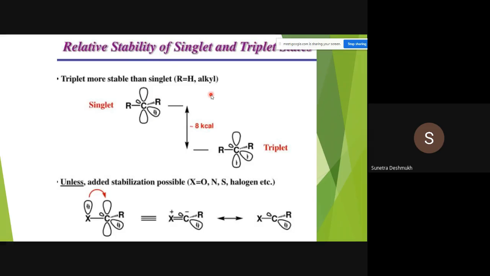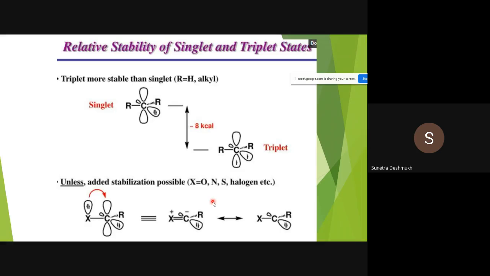Relative stability of singlet and triplet carbene. Which one is more stable, which one is less stable? Triplet is more stable than singlet when R is equal to H or alkyl. Singlet carbene here, triplet carbene. So triplet carbene is more stable than singlet by 8 kilocalorie per mole, unless added stabilization is possible, where X is oxygen, nitrogen, sulfur, hydrogen, etc.